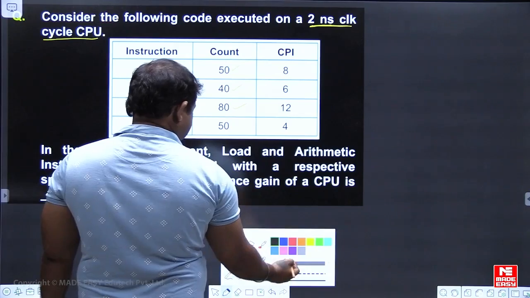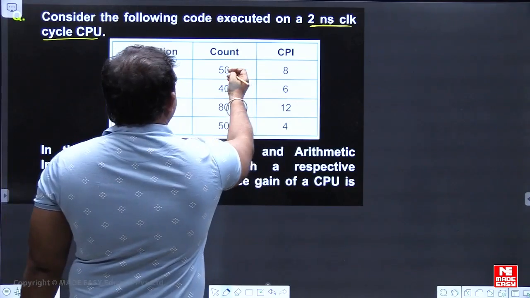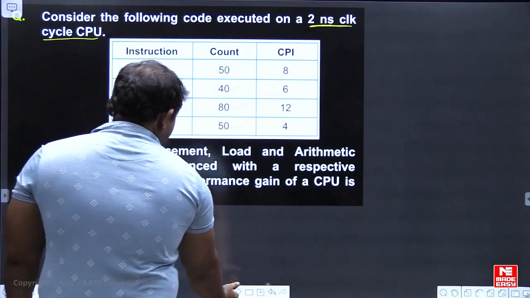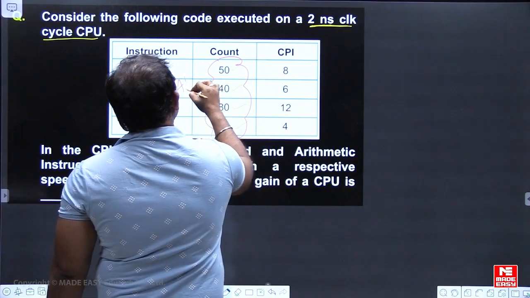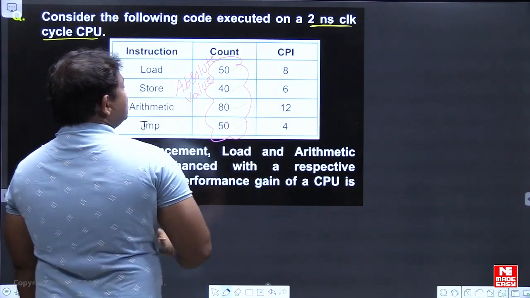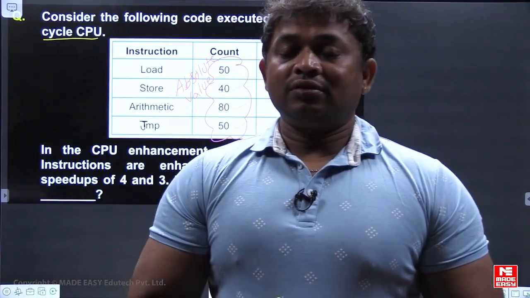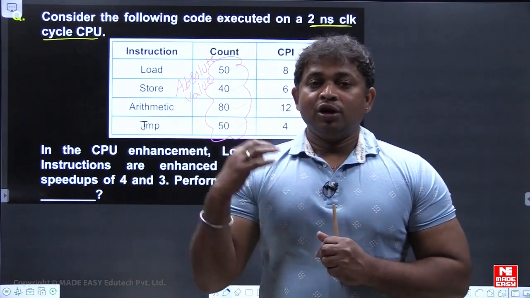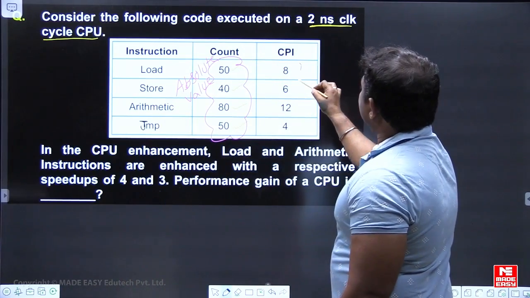50 jump instructions are given. So the total is 50 plus 40 plus 80 plus 50. This is not relative data; the question contains absolute information. First you should identify this. This is the absolute value, not relative data. When it is relative data, the sum of the data is equal to 100%. When you add the given data, it becomes 100%. That is the relative value. But here it is not a relative value; absolute values are given. CPI, cycles per instruction, is also given here.